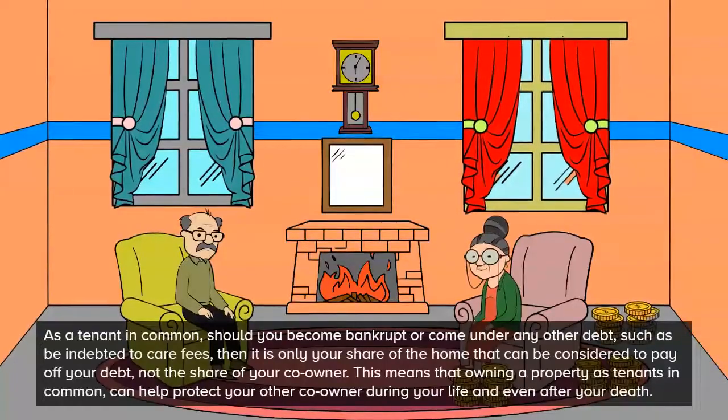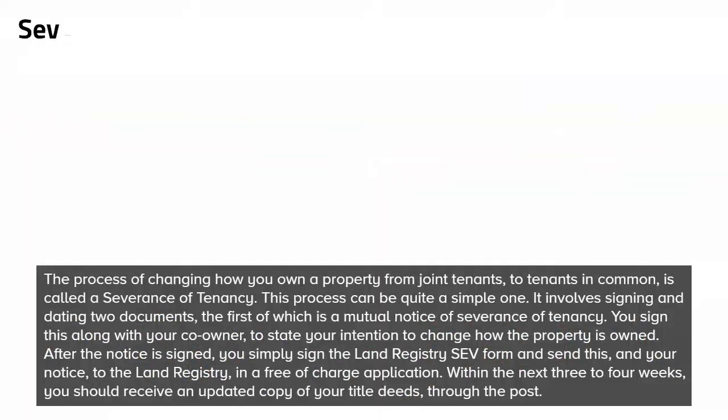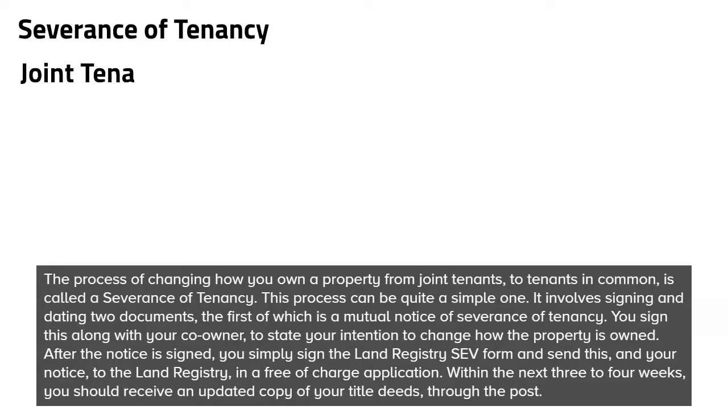This means that owning a property as tenants in common can help protect your other co-owner during your life and even after your death. The process of changing how you own a property from joint tenants to tenants in common is called a severance of tenancy. This process can be quite a simple one.